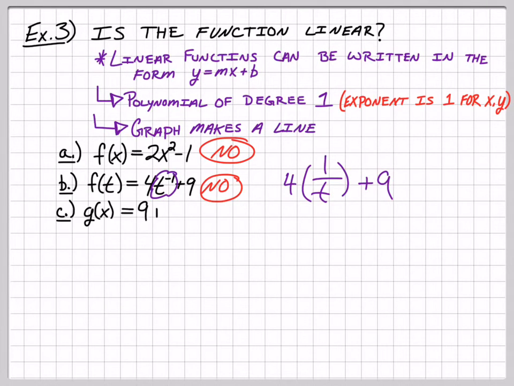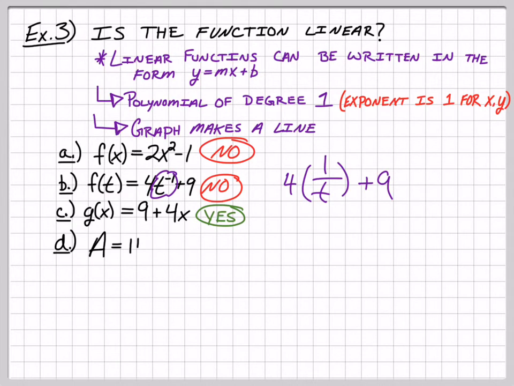All right, part C. G of x equals 9 plus 4x. Now, I know we have 2 no's in a row. Don't be fooled by this one, though. This one's absolutely linear. Just because the 4x and the 9 are not in the places you're used to, if you use y equals mx plus b, you could easily write this as 4x plus 9 instead of 9 plus 4x. This one's absolutely linear. That's a big yes.